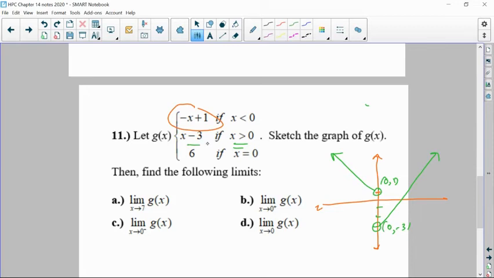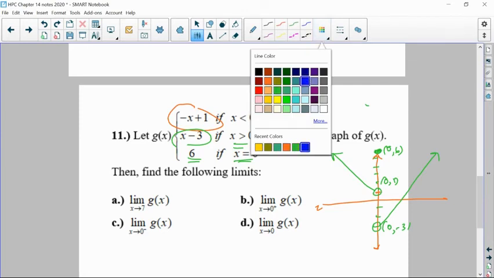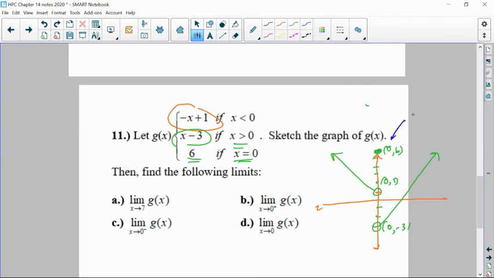And then our very last one says to be the number 6 when x is 0. So for one instant, when x is 0, we want to graph 6. So 1, 2, 3, 4, 5, 6 up here. There's the point 0, 6. Now, that's the only one that's filled in. That's the one that I would refer to as the function value. So right here is the function value.